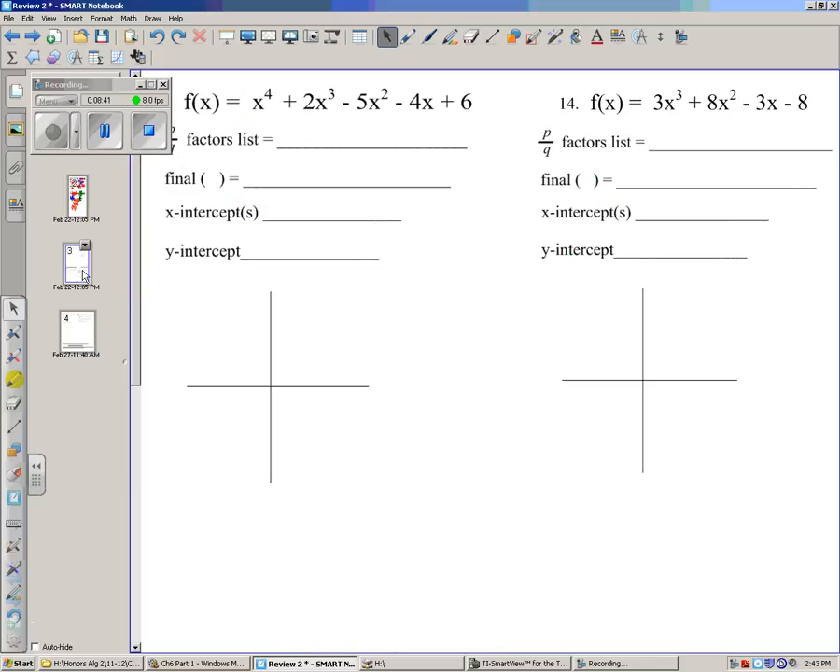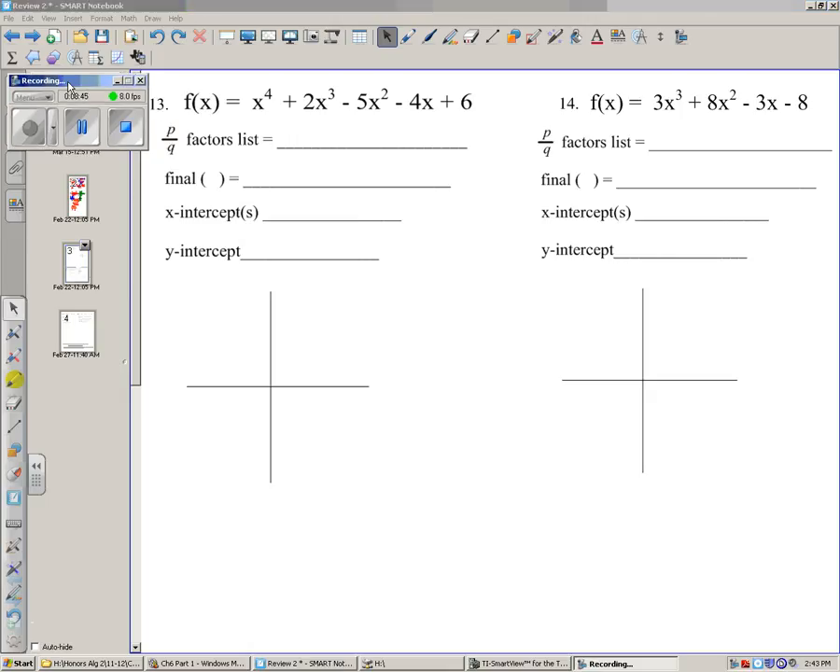Let's move on to 13. So 13, we're going to see, is this factorable? And we said no, it wasn't. So we are going to have to come up with our P over Q factor list, which luckily it's just going to be, here's my P, here's my Q. It's just going to be the factors of 6. And again, even though I wrote 4 numbers, there's actually 8 numbers. There's the positive and the negative version.